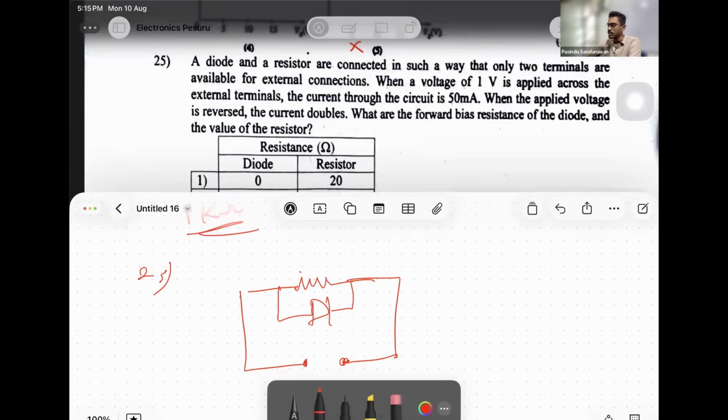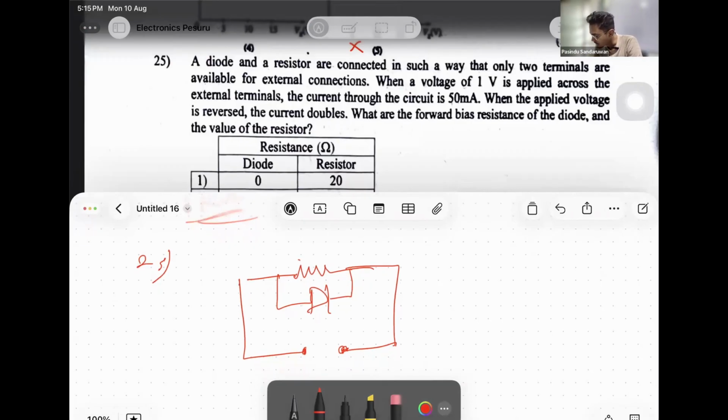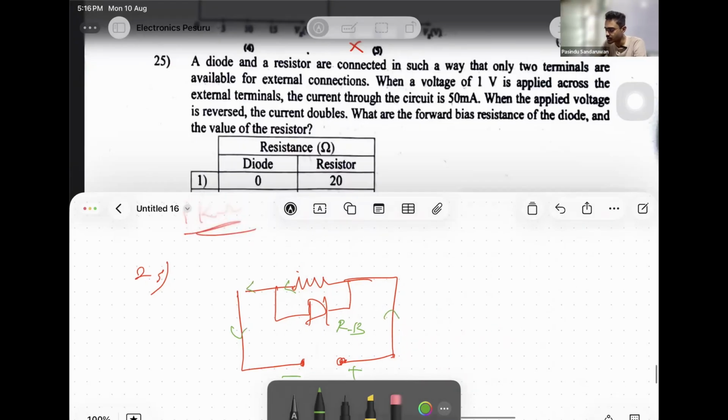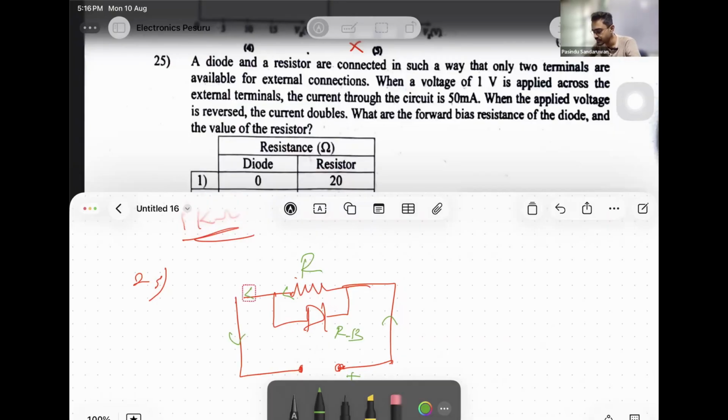Now, one argument again. If this was positive and this is negative, this diode is reverse biased. If the diode is reverse biased, no current flows through the diode. Then in that case, current flows through the resistor only. Let's assume the resistance as R.